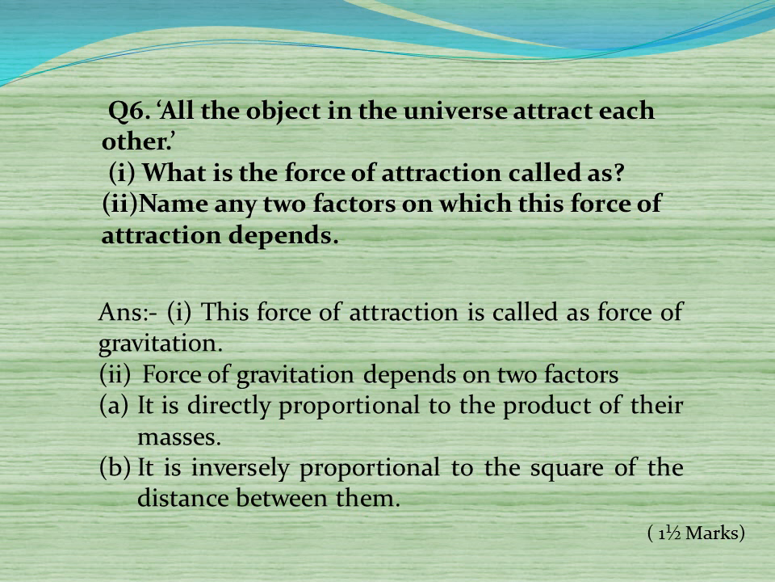Question number 6. All the objects in the universe attract each other. 1. What is the force of attraction called? 2. Name any two factors on which this force of attraction depends. Answer: 1. This force of attraction is called the force of gravitation. 2. The force of gravitation depends on two factors. A. It is directly proportional to the product of their masses. B. It is inversely proportional to the square of the distance between them.